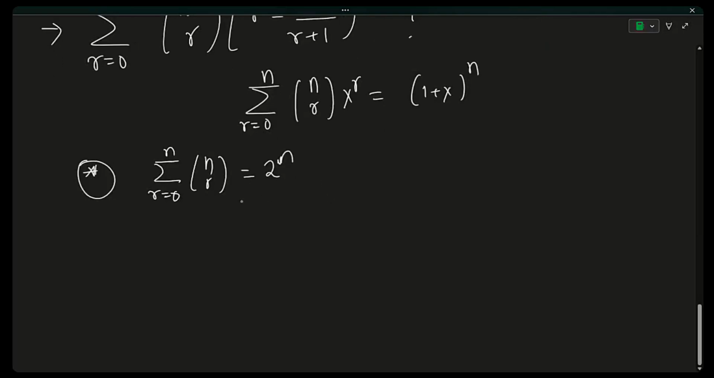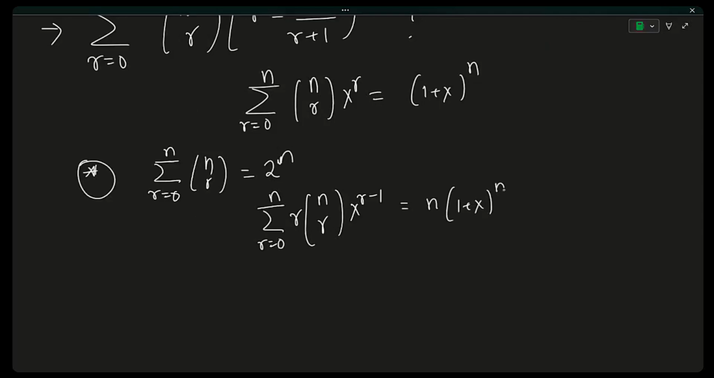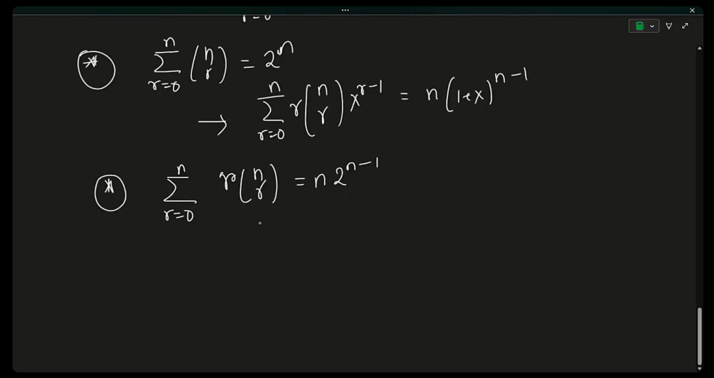Now differentiate both sides and you get summation r equals 0 to n, r into nCr into x to the power r minus 1 is equal to n into (1 plus x) whole to the power n minus 1. Put x as 1 again and you will get the answer: summation r equals 0 to n, r into nCr is equal to n into 2 to the power n minus 1.